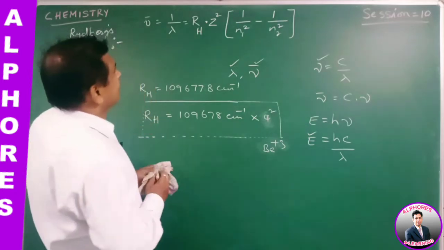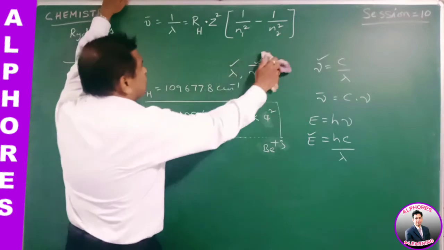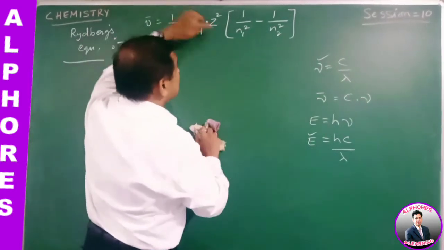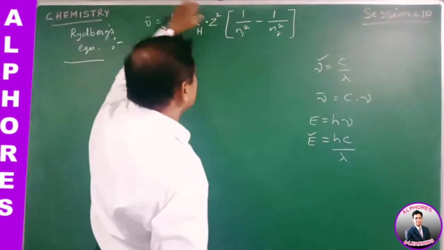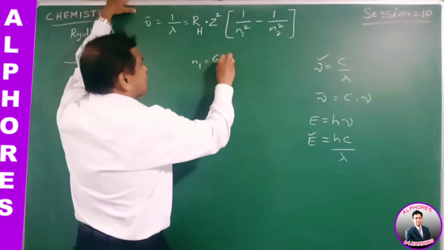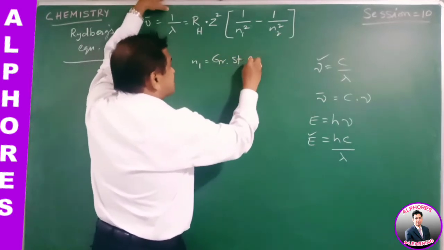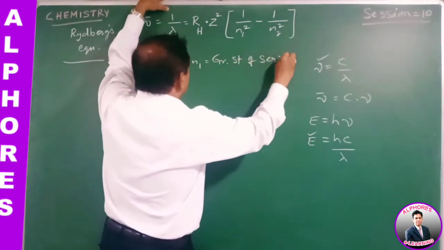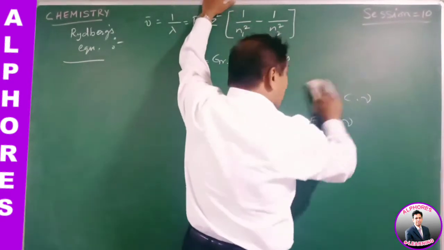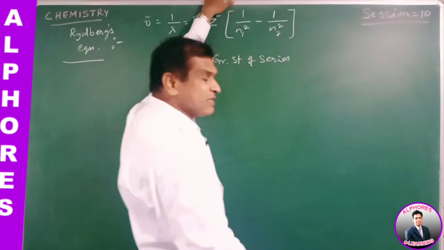And N1 and N2: N1 is the ground state of the series. Ground state here means we should not consider it as the first orbit. It is the ground state of that particular series.